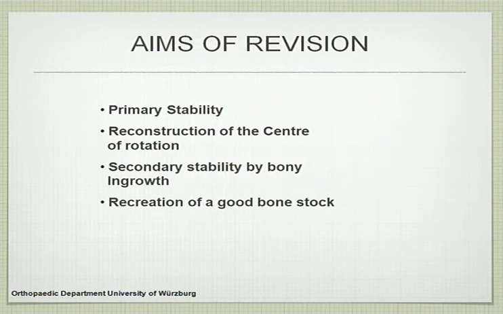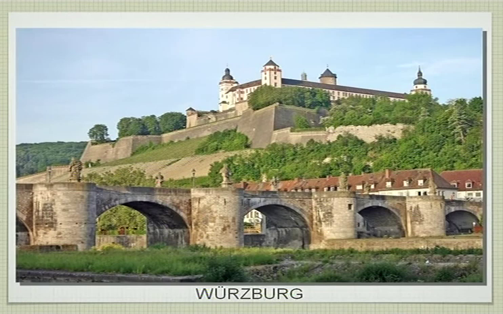Now, our final aims of the revision, and you already heard that from Dr. Bakshi, is the stability that we reach, and in our case, we can rely on a primary stability, which is, in my view, the most important thing that we have to establish. It's a reconstruction of the center of rotation, and in this case, a secondary stability by bony ingrowth because of the macroporous structure that we use. And we don't really get a good recreation of bone stock unless we pack the spaces behind the cup. We could do that, but usually we don't. We don't use too much bone. So let me thank you with this picture of Würzburg, and thank you for your attention.